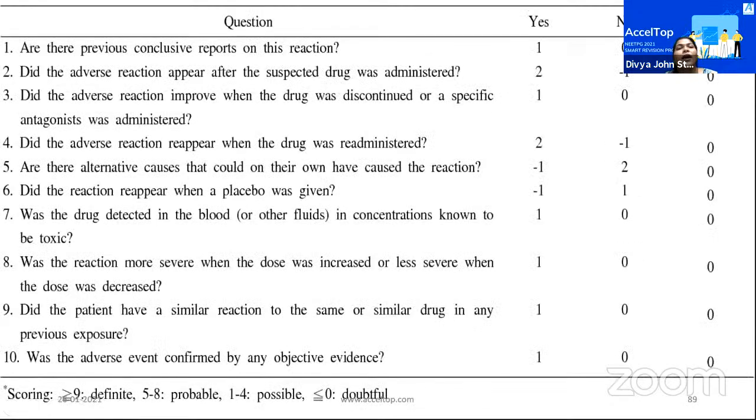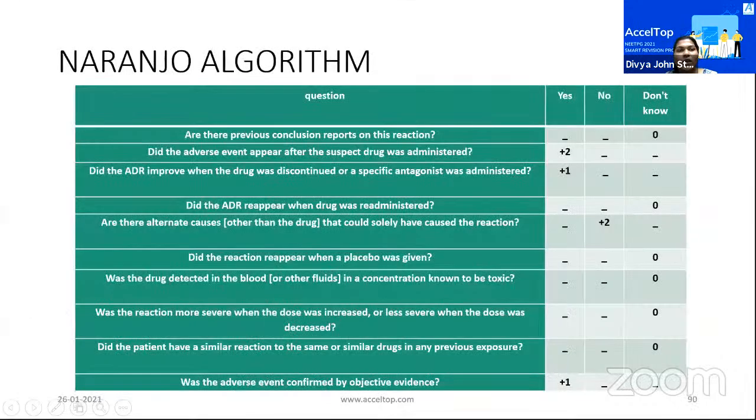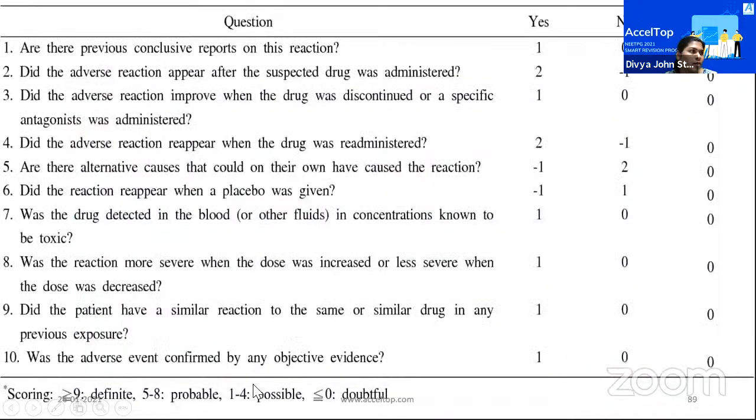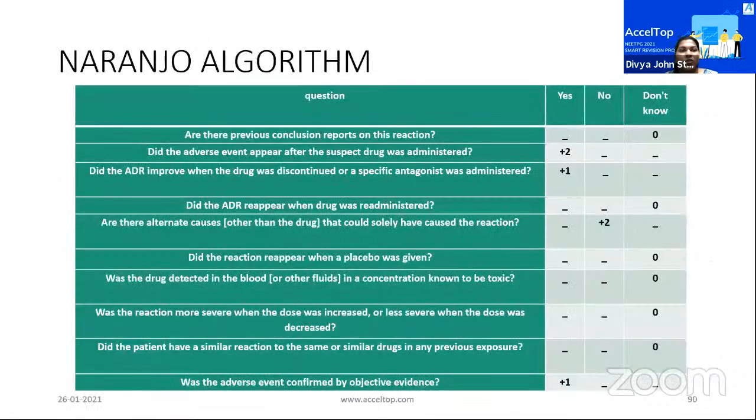Your Naranjo algorithm is nothing but a standard set of 10 questions. Each question, based on the response you file, has a weightage. When you have a score of 9 or over, it means definite or certain causality. A sum total of 5 to 8 means probable causality. 1 to 4 is possible, and less than 0 is doubtful or unlikely. I worked it out for this case and it comes to 6, which falls in the range of 5 to 8, which is probable. So WHO and your Naranjo algorithm match here.